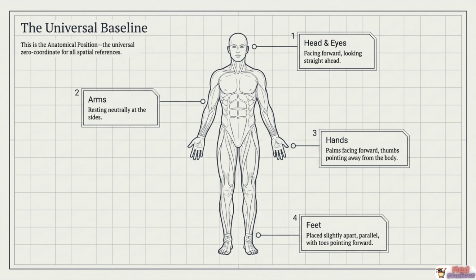Here is exactly what it looks like. The head and eyes are facing forward, looking straight ahead. The arms are resting neutrally at the sides. The hands are positioned with palms facing forward and thumbs pointing away from the body. This palm-forward orientation is critical as it determines dorsal ventral mapping of the hands. The feet are placed slightly apart, parallel to each other, with toes pointing forward. This position standardizes the human body in a way that transcends language, culture, and clinical setting. Whether you are in London, Lagos, or Lahore, anatomical position means the same thing to every trained medical professional.